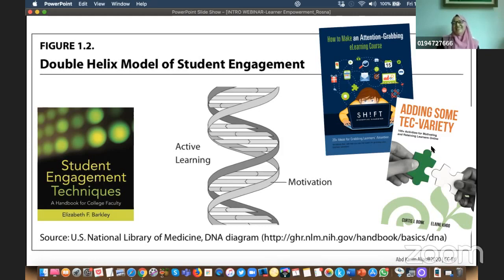Check out this book by Curtis Bong, Adding Some Tech Varieties, 100+ activities for motivating and retaining learners online. These 2 books you can download free. Just Google the title and you will be able to download the full PDF to your computer.